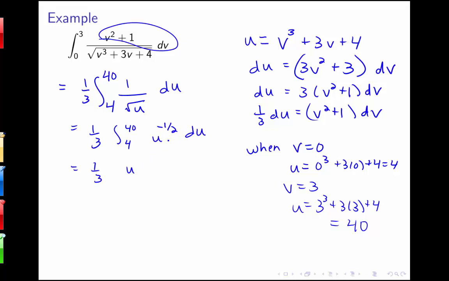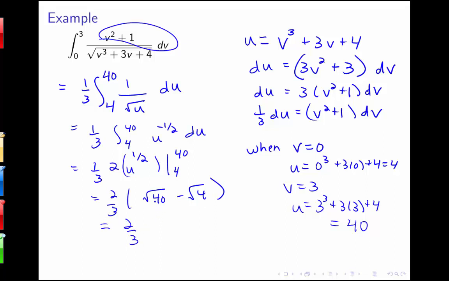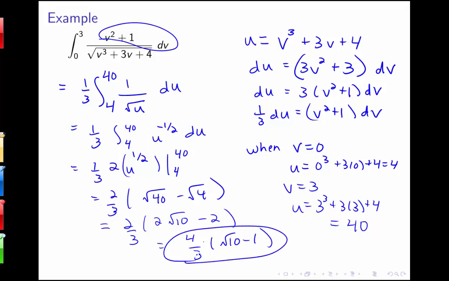So we use our antiderivative rule, so u to the negative 1/2 plus 1, that's 1/2, divided by 1/2, or times 2. And we need to evaluate this from 4 to 40. So we're going to have 2/3, the square root of 40 minus the square root of 4. And so anything else that we do is just to simplify this, make it look a little bit prettier. So the square root of 40, that's 4 times 10, or 2 square roots of 10, and the square root of 4 is 2. We can factor out that 2, so we've got 4/3, the square root of 10 minus 1 is our final answer.